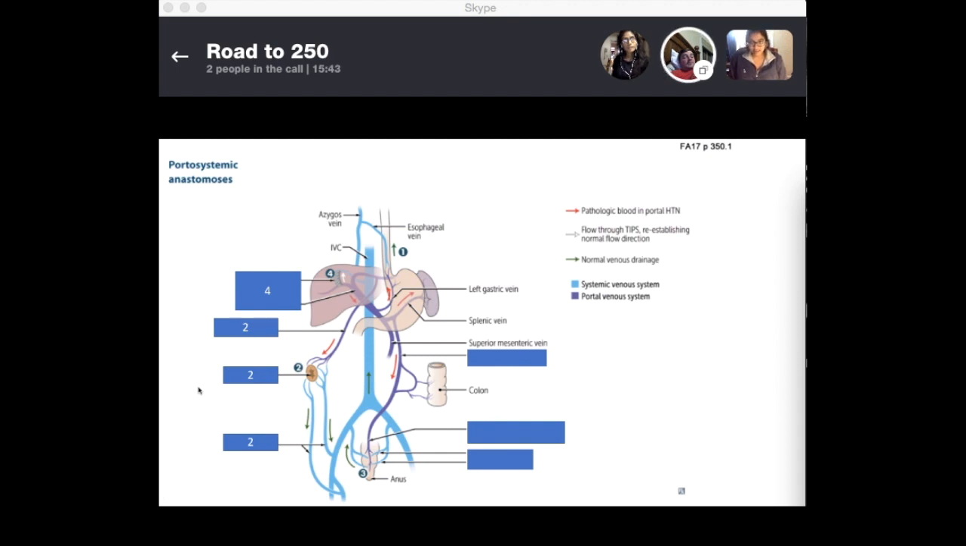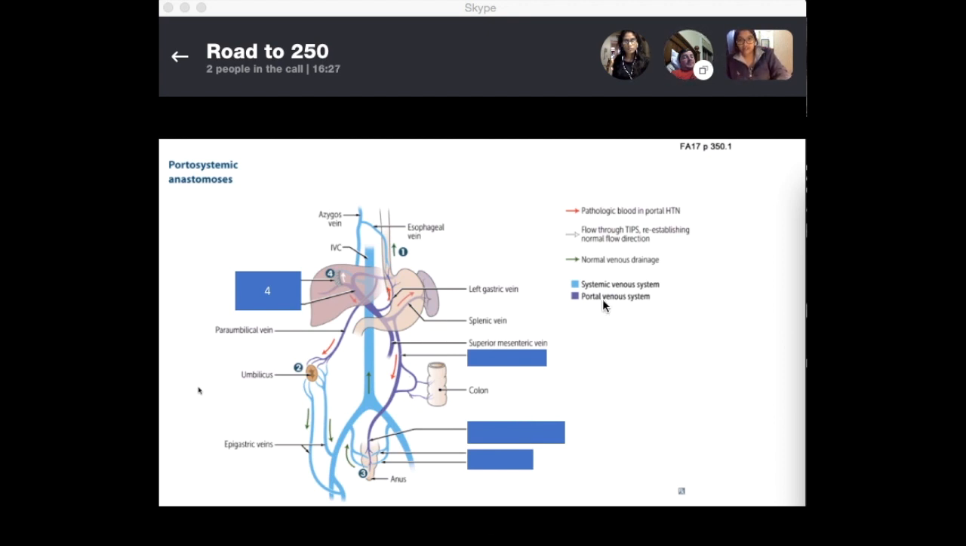Umbilical. Yeah, so you have the para-umbilical veins from the portal system, and they go to which veins of the systemic? Internal iliac or common. They are actually directly going to first connect to the epigastric veins. Oh, okay. So the paraumbilical around the umbilicus to the epigastric veins before going into the iliacs. Okay.